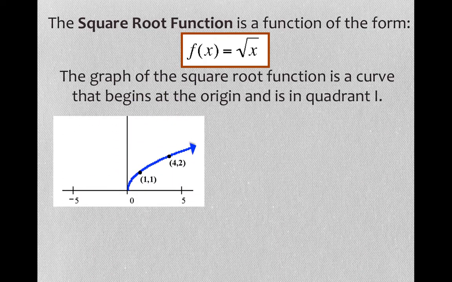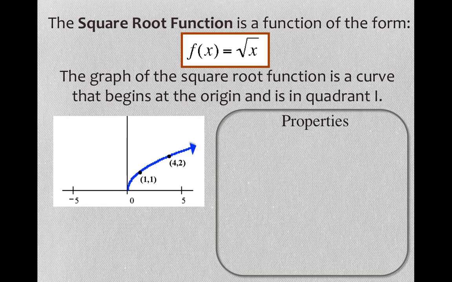This graph is a curve that begins at the origin and then proceeds into quadrant 1. The properties of this function, the domain. The domain for this function must start at 0, including 0, and go to infinity. So it's all real numbers that are greater than or equal to 0. We cannot put negative numbers in for x because in the real number system we can't take the square root of a negative number. So only 0 and positive x's are allowed to go into this function.